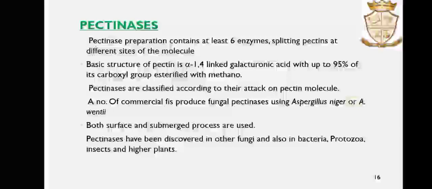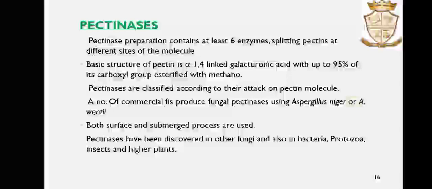Pectinases. Pectinase preparations contain at least 6 enzymes, splitting pectins at different sites of the molecule. The basic structure of pectin is alpha 1,4 linked galacturonic acid with up to 95% of its carboxylic groups esterified with methanol. Pectinases are classified according to their attack on the pectin molecule.